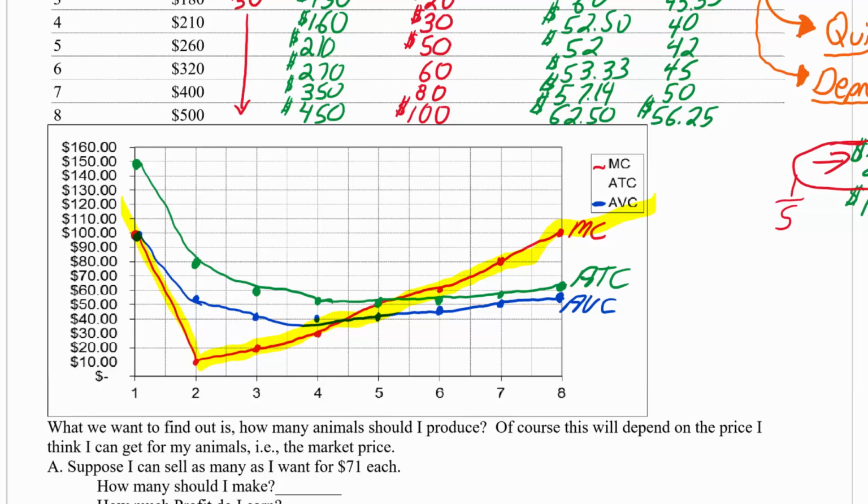Now, average total cost and average variable cost, we usually describe those as having more of a U shape because they go down, they hit a minimum down here, and then they start to slowly go back up.